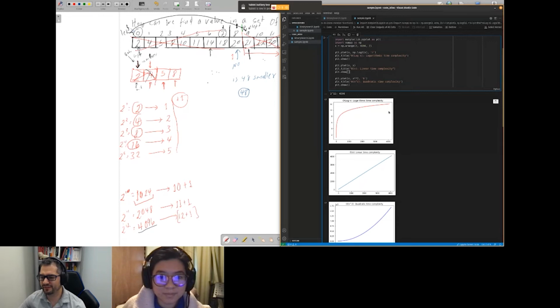If the number of elements doubles, it takes just one more check. That means this type of algorithm, log of n, is very efficient for data sets with a large number of elements.